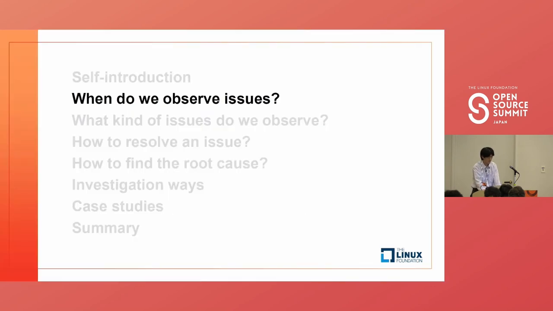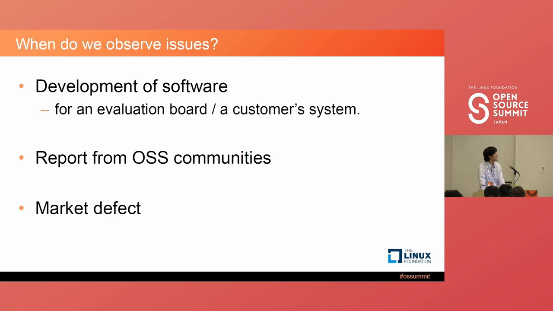Next, about the issue: when do we observe one? I think it can happen in some cases. One is development of software for an evaluation board or a customer's system. If you are a contributor to OSS, maybe you will get a report from the community. We can also observe a market defect, which is a bad case, but anyway, it is possible that we will get such an issue.